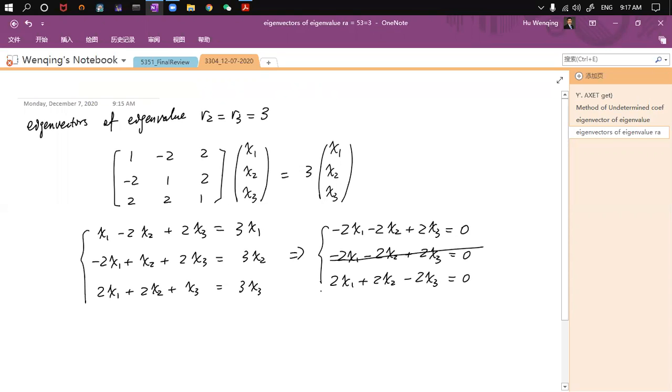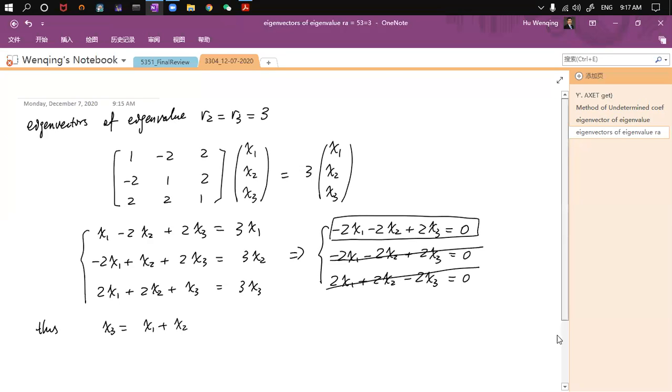So these are not necessary; they're both redundant equations. We just need this equation, so we just need this relation. This relation is simply saying that x3 is equal to x1 plus x2.